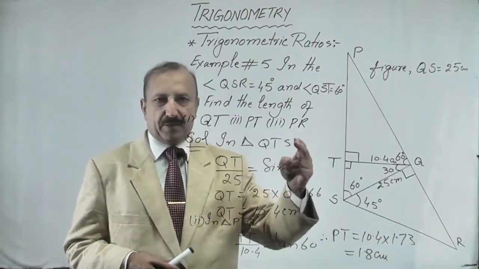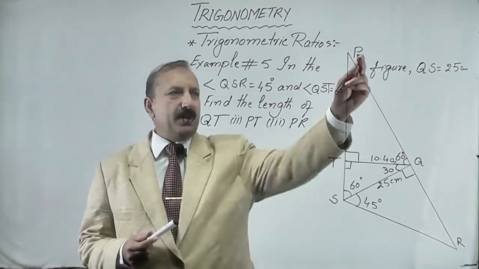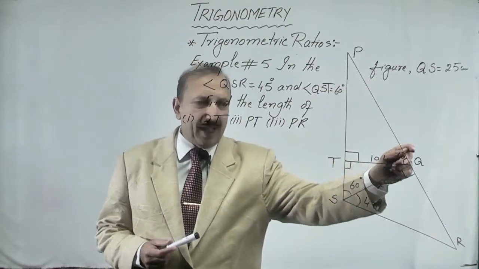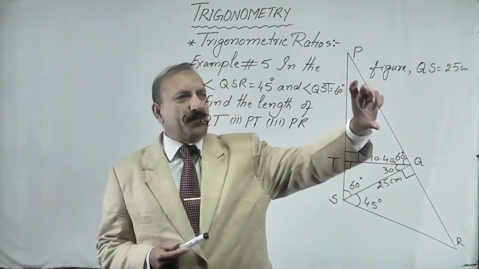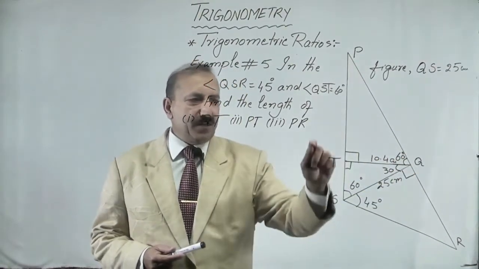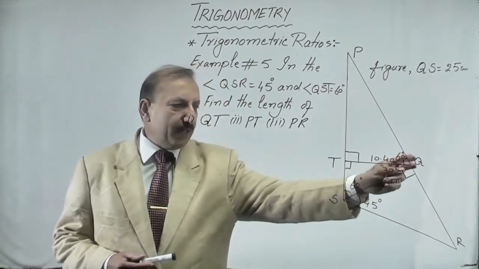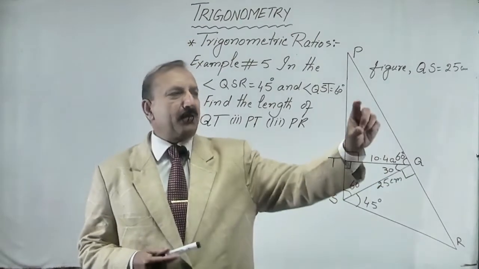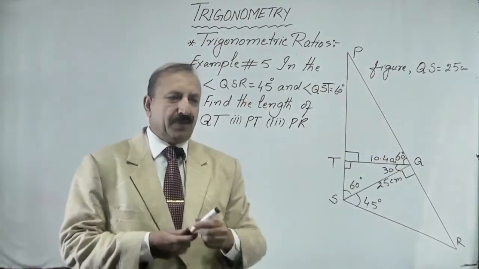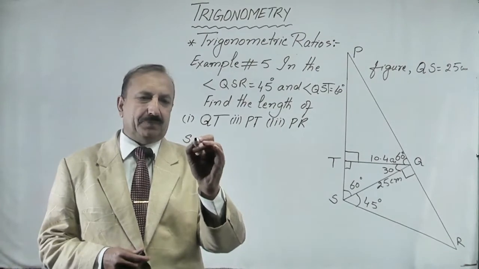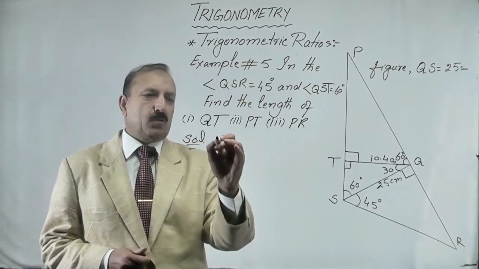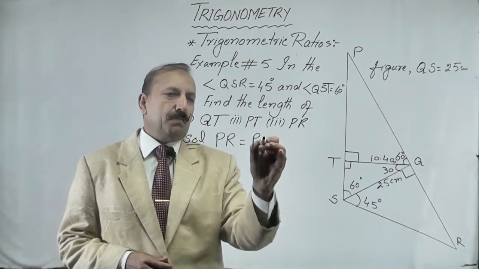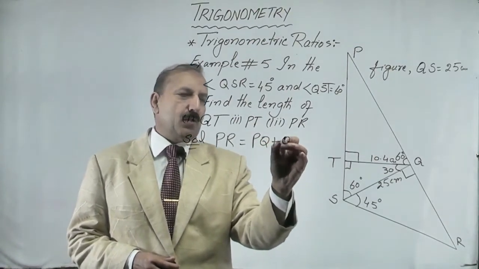Now for the third part, this length PR is the composition of two parts, PQ and QR. We will find PQ from the triangle PTQ and we will find QR from the triangle QSR. Let's work for PQ first. Solution for PR: this is equal to PQ plus QR.